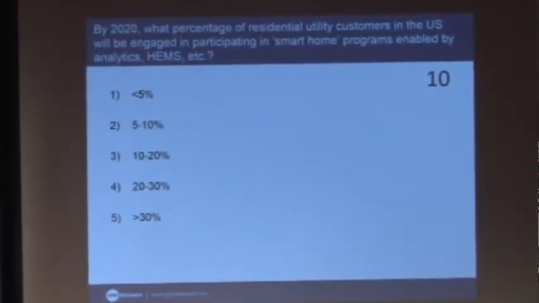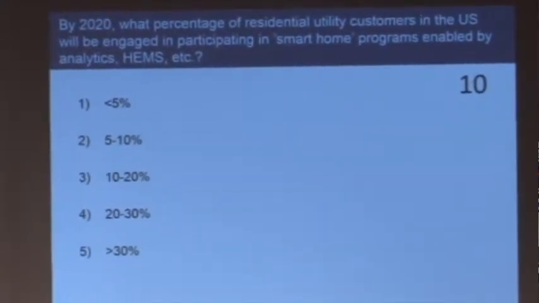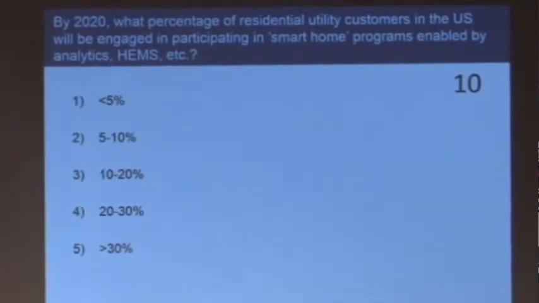All right, so the next one. Let's talk about residential utility customers. By 2020, just looking out 5, 5.5 years, what percentage of residential utility customers in the U.S. will be engaged in participating in smart home programs enabled by analytics, home energy management systems, et cetera? I think a key point to make here is it's a residential utility customer, and they didn't just own a smart thermostat. It has to be connected to a utility program, a smart home program. So it's not just owning the smart devices. They have to be engaged in an energy efficiency program by 2020. And it has to be directly with the utility? With the utility, yeah.